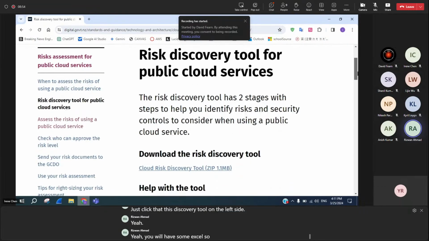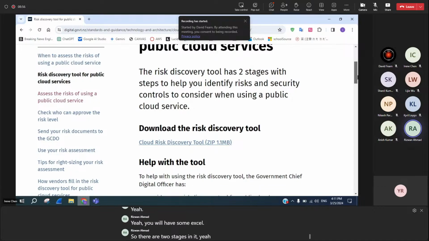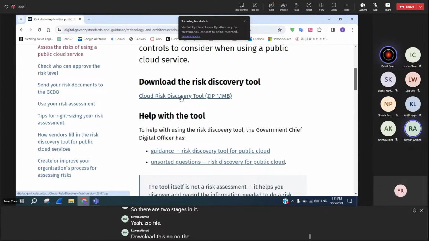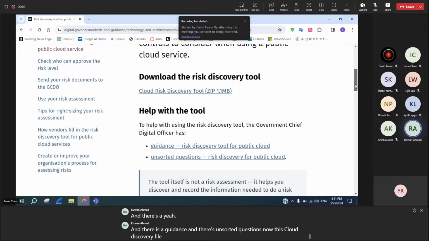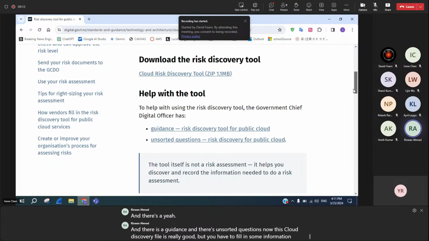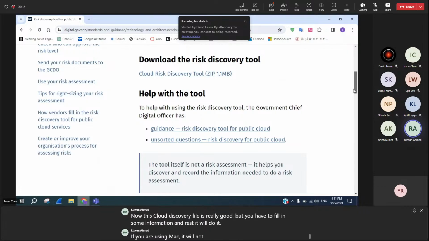So there are two stages in it. Yeah, zip file. Download this. No, the first one. Yeah, there's a guidance Excel, and there's also unsorted questions. Now, this cloud discovery file is really good, but you have to fill in some information and the rest it will do. If you are using Mac, it will not work. If you're using a Windows machine, it will work.